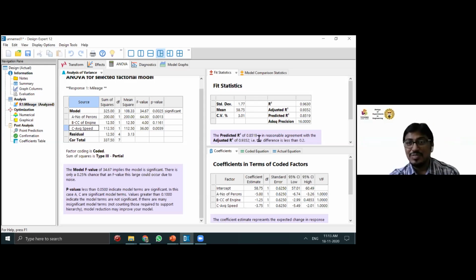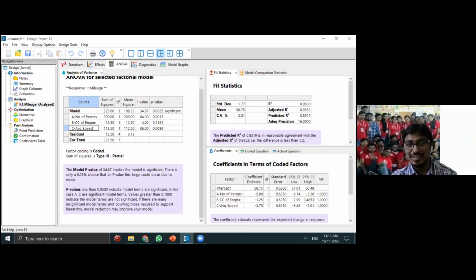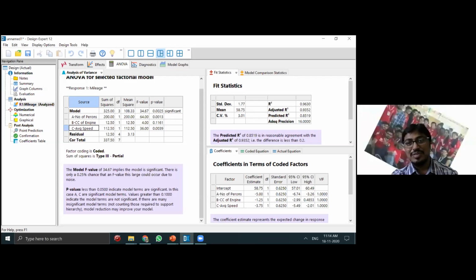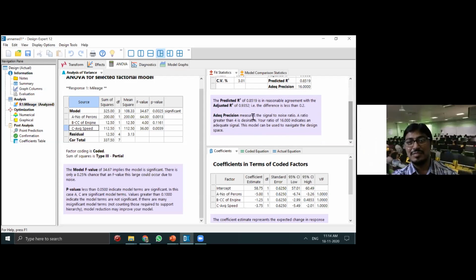The predicted R square value of 0.8519 is in reasonable agreement with the adjusted R square. That is, the difference is less than 0.2. That is their case. Your model is significant.